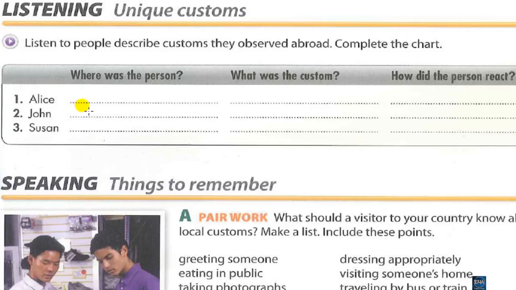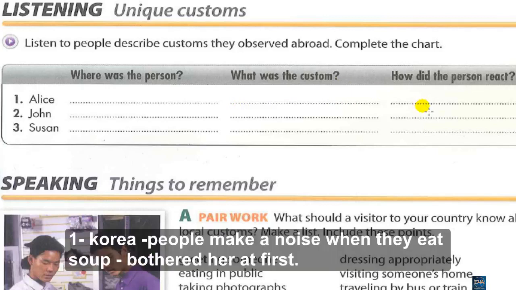Number 1, Alice. Where was Alice? Alice was in South Korea. What was the custom? What was the habit? People make noise when they eat soup. Take care with the verb eat. Eat soup, not drink soup. So here, people make noise when they eat soup. How did Alice react? She got bothered at first. It bothered her at first. So for Alice, South Korea, people make noise when they eat soup.